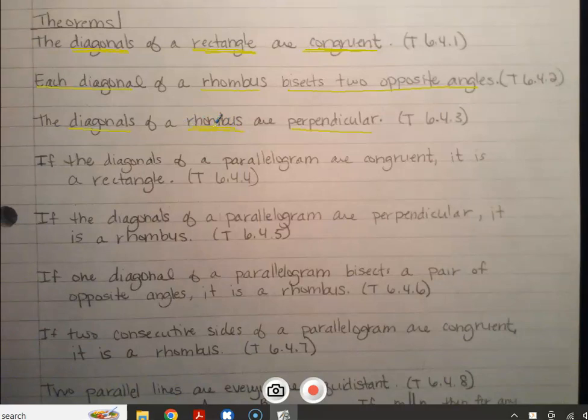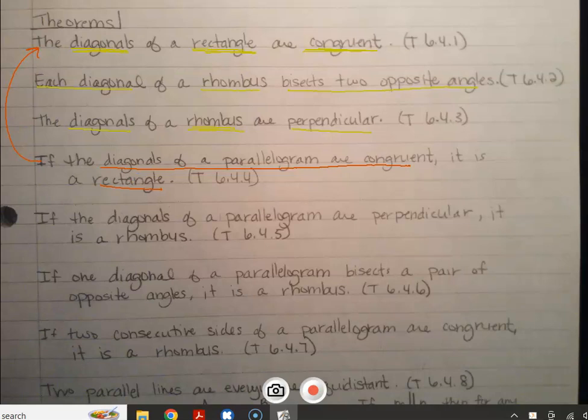Then we get into some if-then statements, which are kind of cool. So if the diagonals of a parallelogram are congruent, it is what? It's a rectangle. This one links right back to this one, right? So if we have a rectangle, we can say, hey, the diagonals of a rectangle are congruent. If we can prove that the diagonals are congruent, then we can say, hey, this is a rectangle. Getting into these if-then statements is a little more exciting.